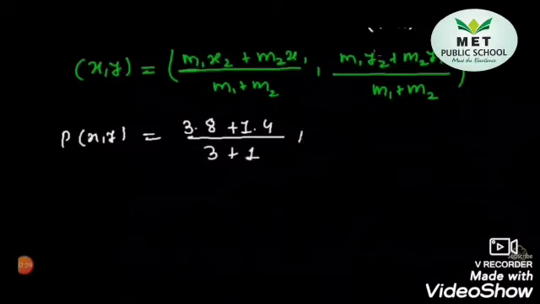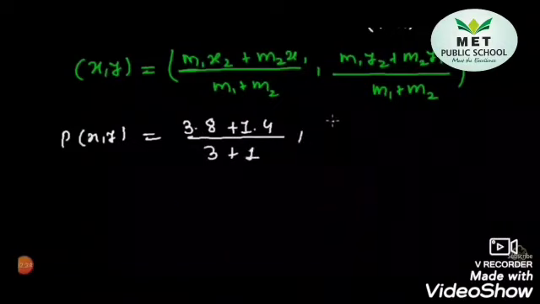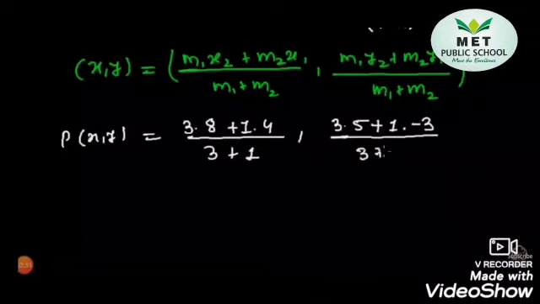Similarly, you are going to put the values of y2, y1, m1, m2 in the second part also. So m1 is 3, y2 is 5, m2 is 1, y1, that is minus 3, divided by 3 plus 1. Don't forget to put the bracket. So now let us simplify.